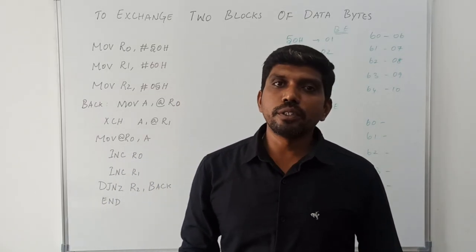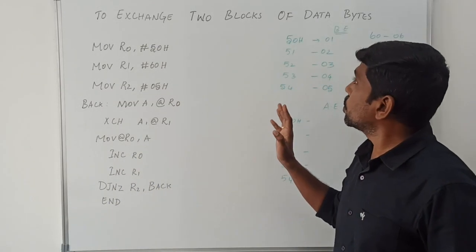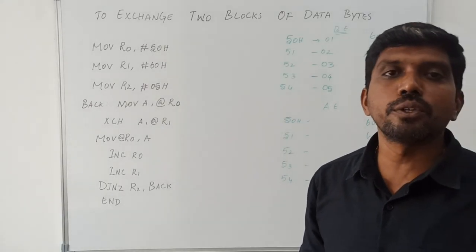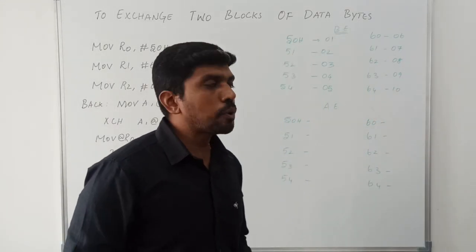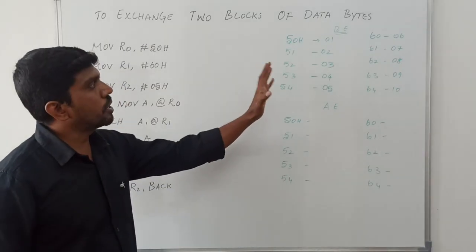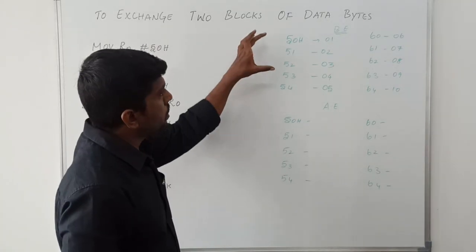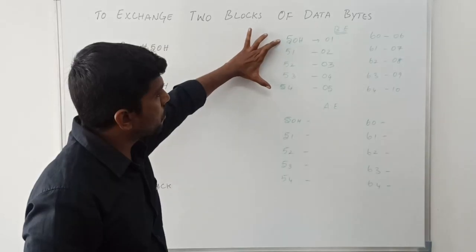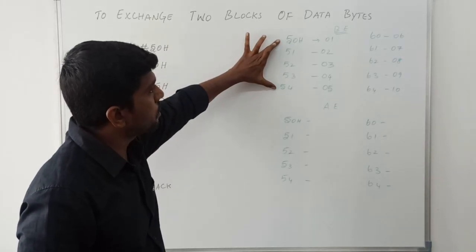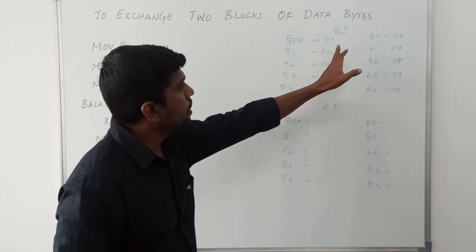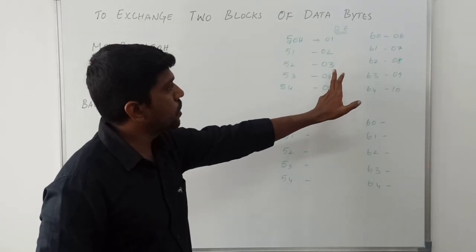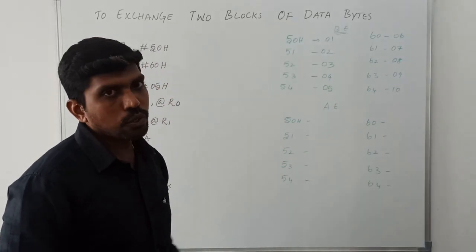This session I am going to discuss how to exchange two blocks of data using the 8051 microcontroller. In this program, let us consider two sets of memory locations. One set of memory locations is from 50H to 54H. The corresponding data are 01, 02, 03, 04 and 05.